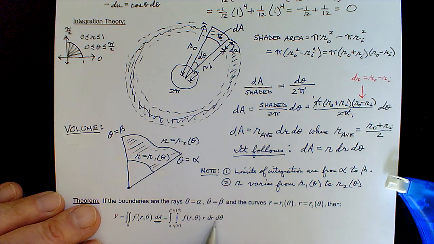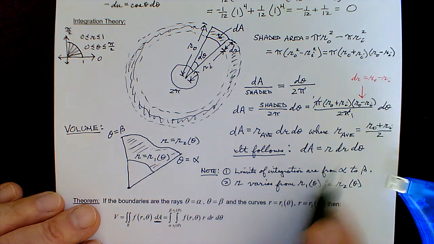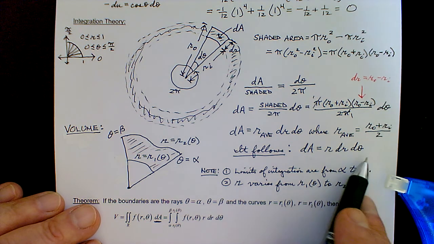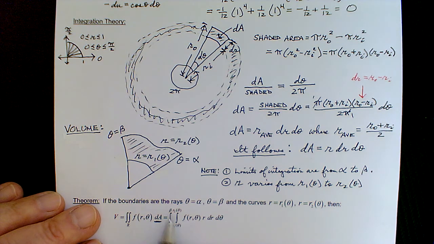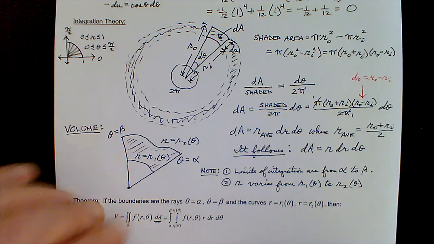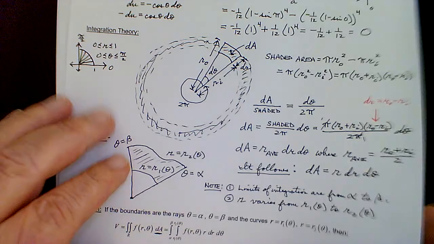Okay? So that's why we took the time to show all of this, because dA equaling r dr d theta is monumental. And then you got the limits alpha to beta, and there's the inner function radius and the outer function radius. Okay? So that's the theory.